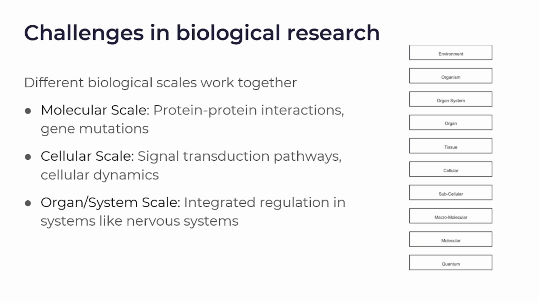Finally, at the organ and system scales, the challenge becomes even more apparent. Systems like the nervous system rely on tightly coordinated communications between cells and molecules to maintain homeostasis. Here, the lack of models that connect cellular functions to organ-level outcomes limits our ability to make accurate predictions. Biological research needs models that bridge these scales, providing a framework for exploring and predicting the intricate relationships within living systems.